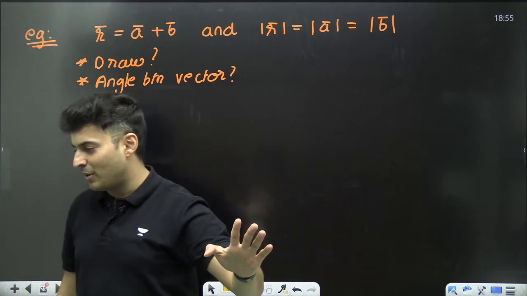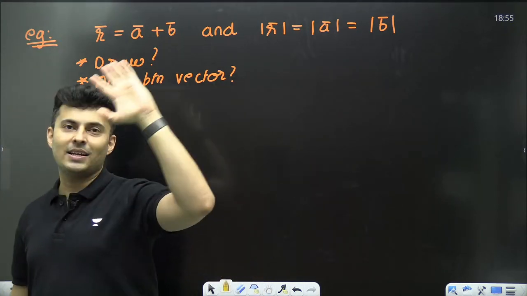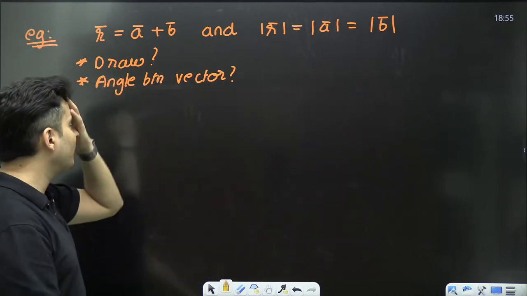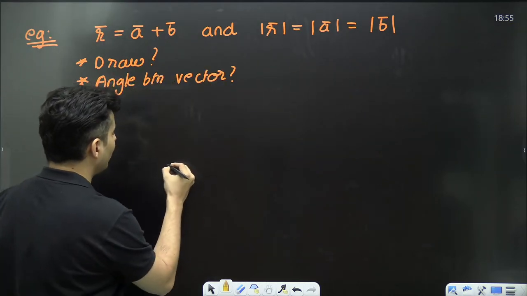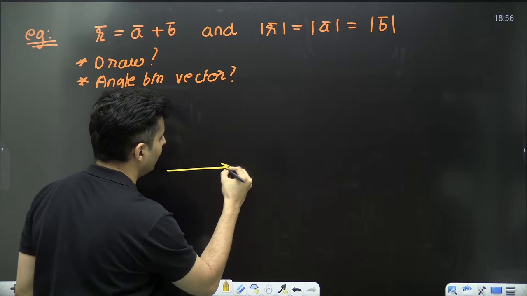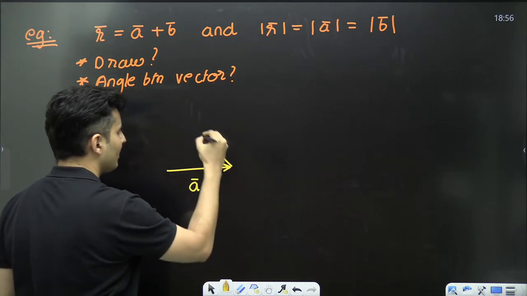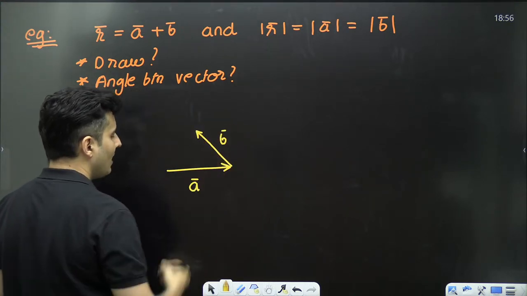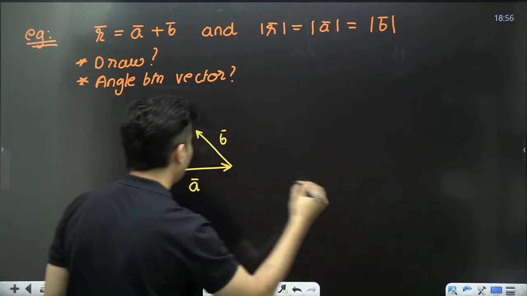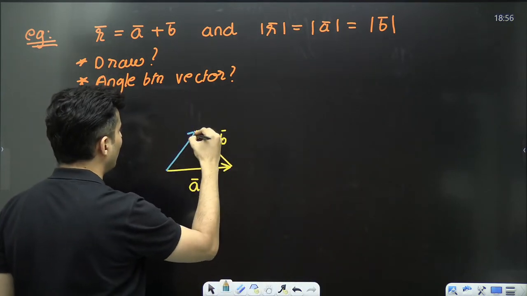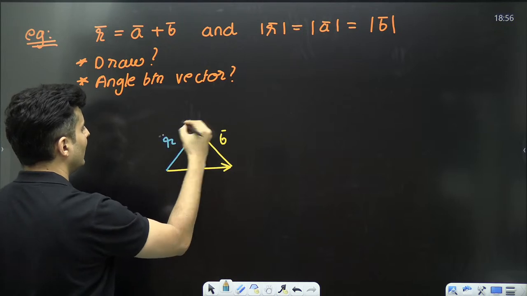I don't think it's a Pythagoras problem. I don't think it's a right angle problem. I feel that this is purely an equilateral triangle. This will be A vector, this will be B vector, and what I'm going to get is this particular vector, which is your resultant.